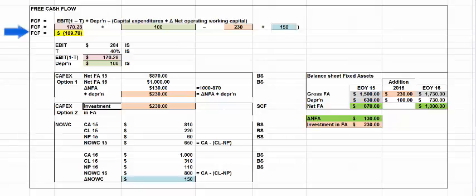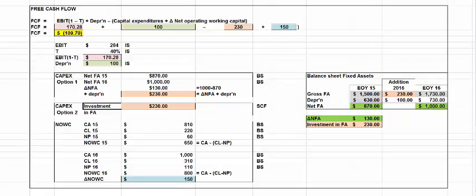The result is shown. Free cash flow is a negative $109.70 million. We need EBIT from the income statement, $284 million, the tax rate from the income statement, 40%. Using these, we can find EBIT times 1 minus the tax rate, after-tax operating income, $170.28, and depreciation and amortization from the income statement, $100.